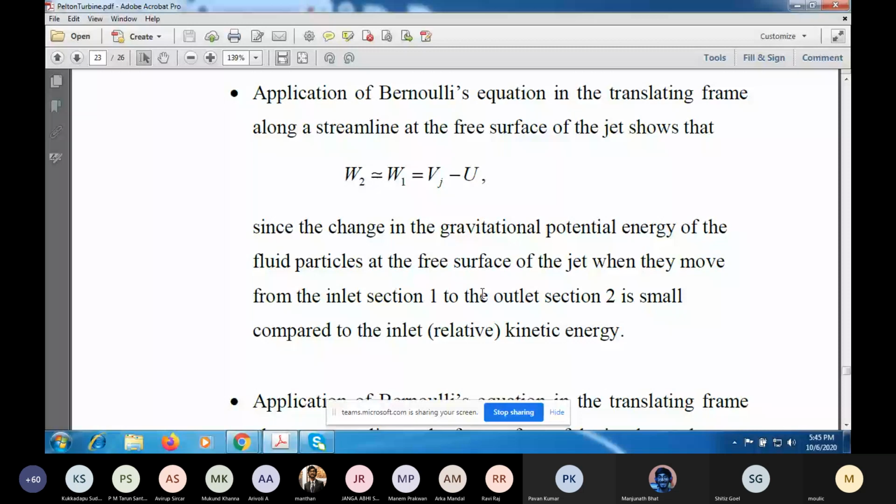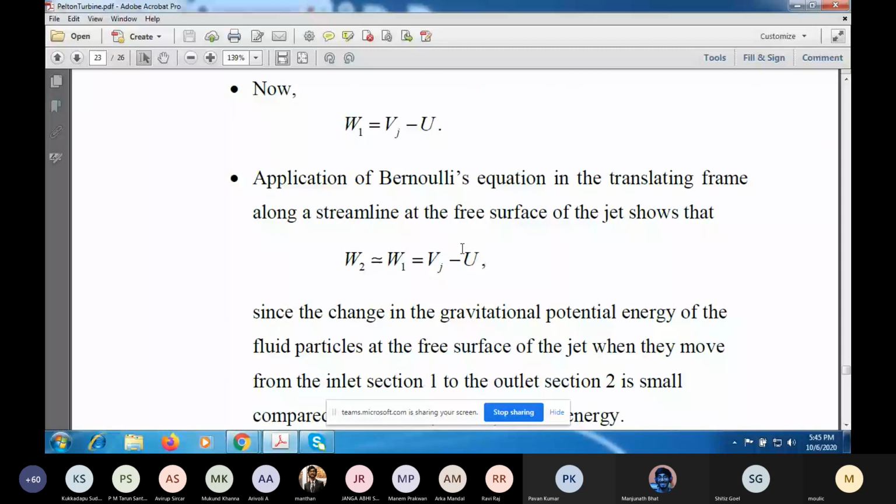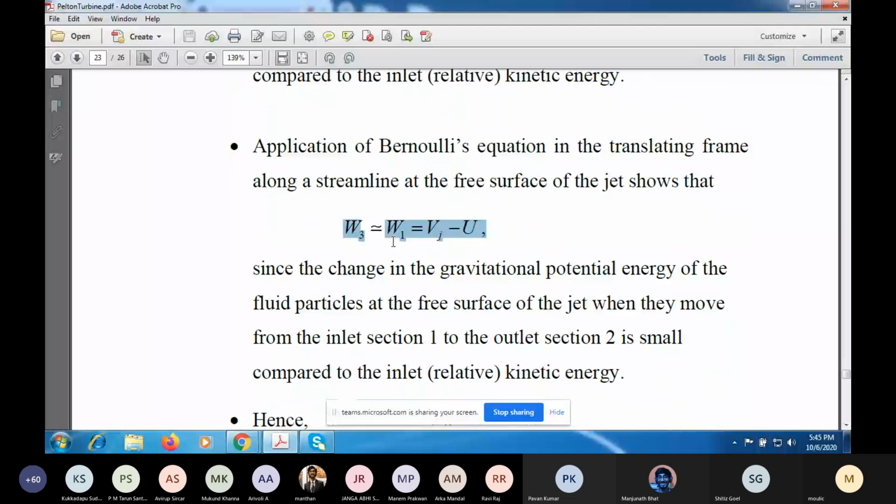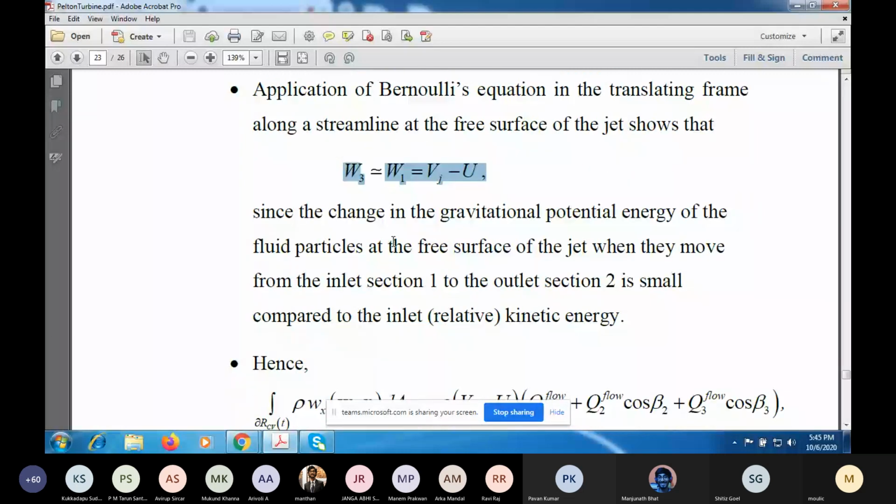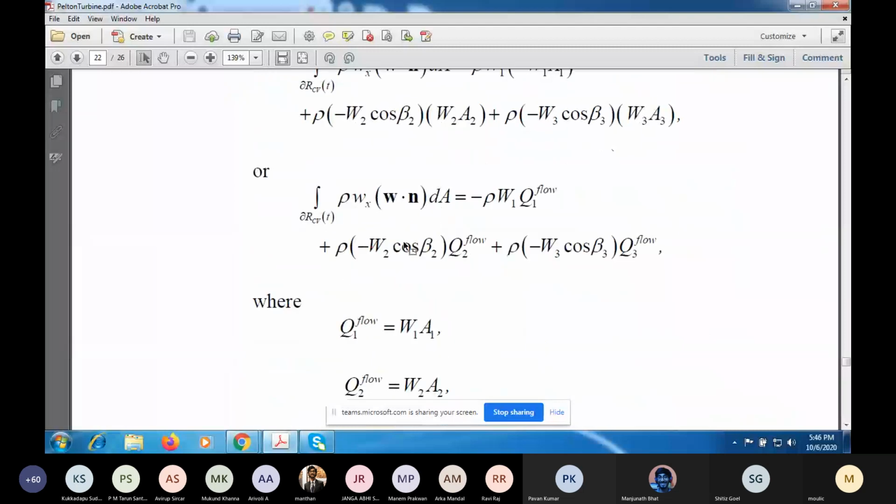So the change in kinetic energy in the moving frame is zero. So W2 is roughly equal to W1. The relative speed magnitudes are the same, which is the assumption stated without justification in many books on fluid mechanics. So W2 is approximately Vj minus U, and similarly W3 also will be Vj minus U. So if you go back over here, this W1 speed, this W2 speed and this W3 speed, they all will be the same, equal to Vj minus U.